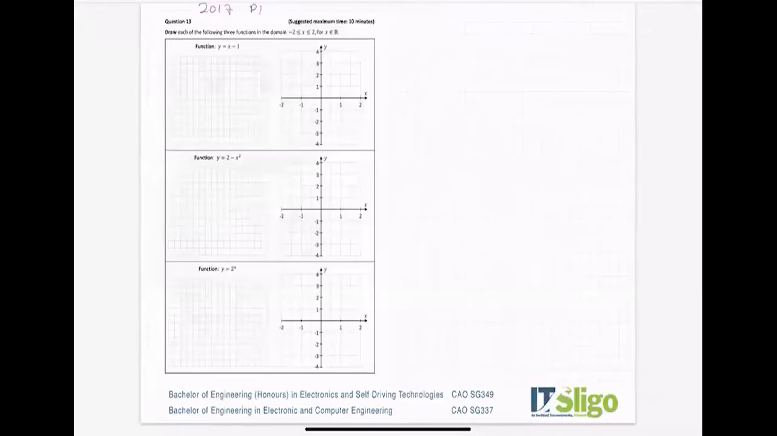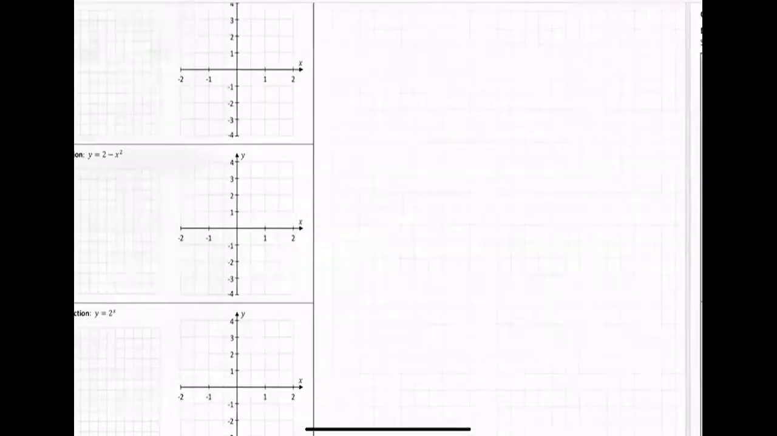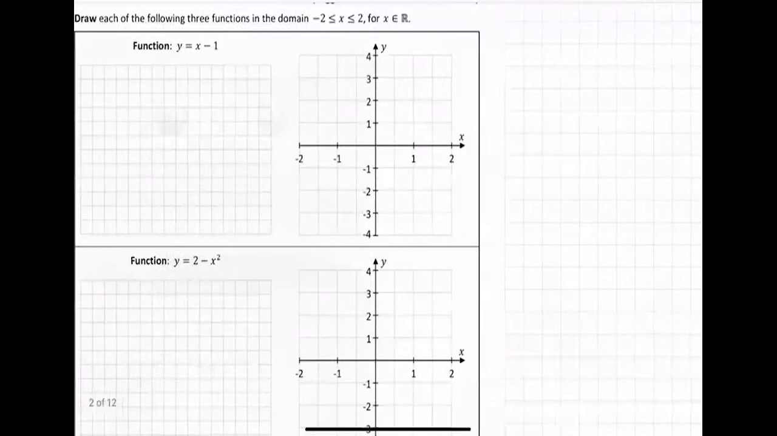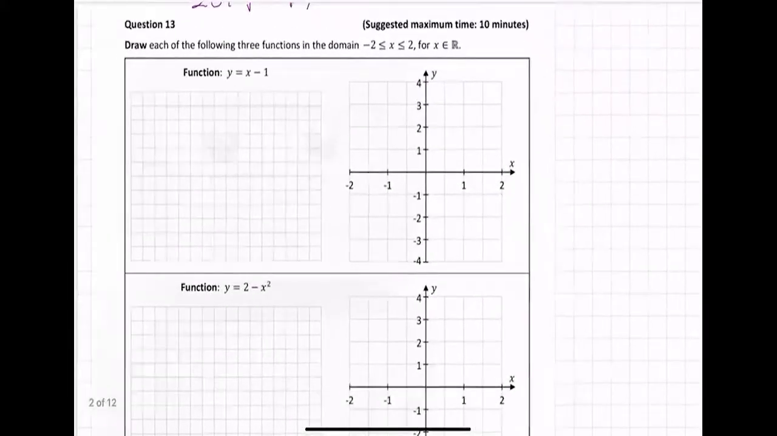This question here was the 2017 question, and it says draw each of the following three functions in the domain -2 is less than or equal to x is less than or equal to 2. Okay, so I'm just going to zoom in a little bit here to have a look. So draw each of the following functions.